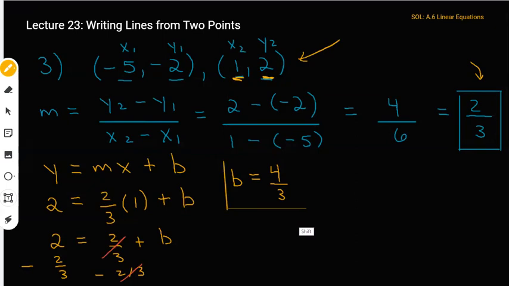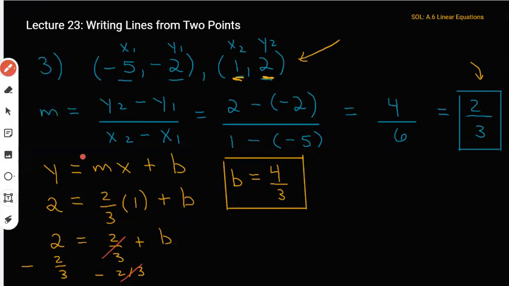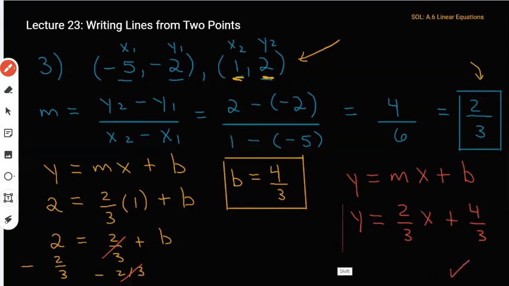So now I know what m is, and I also know what b is. So now I can write out my equation as y equals mx plus b. So let me choose red this time. I need to write out my equation as y equals mx plus b. My m is going to be 2/3 from right here. So 2/3 x plus b. What is b? It's going to be 4/3. And now I'm done. That's going to be the equation of my line.